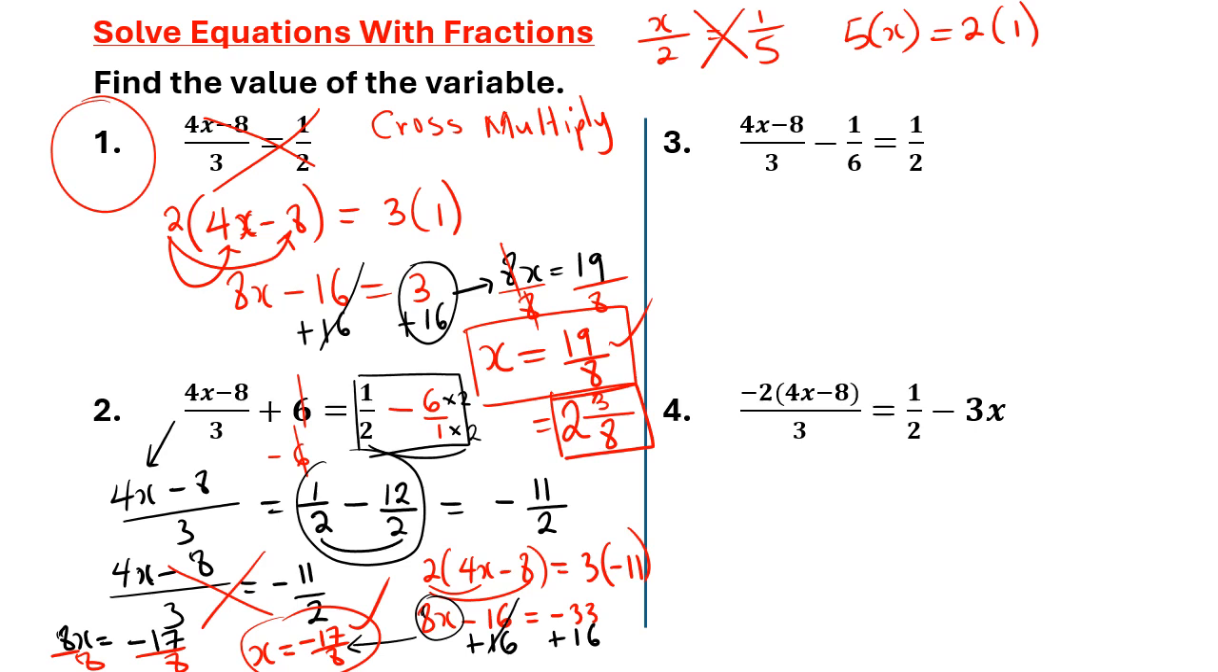All right, I want you to try number 3. Pause the video, try number 3 out, see what you get, and then you can compare that to my results. All right, so here for number 3, we're first of all going to add 1/6 to both sides. Okay, so we'll add 1/6 to both sides.